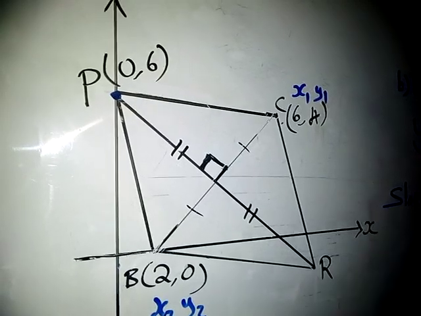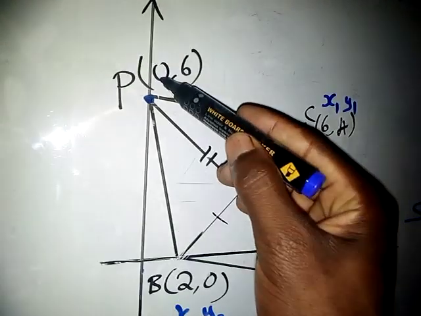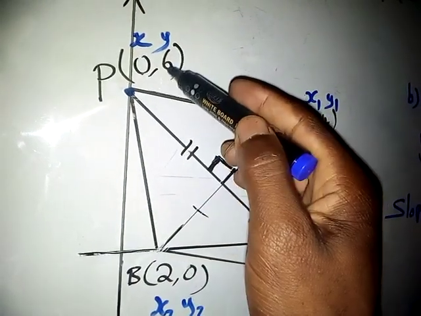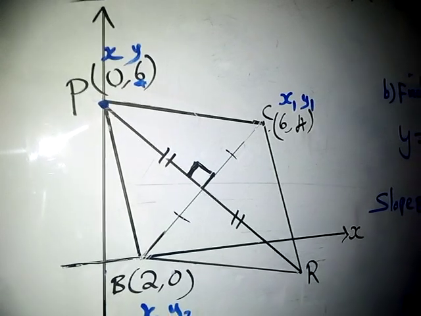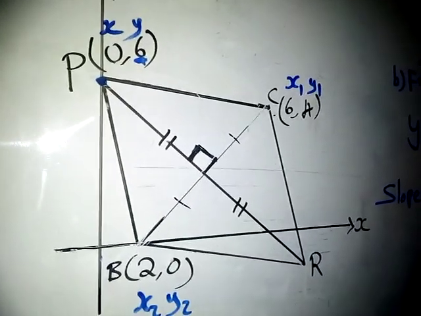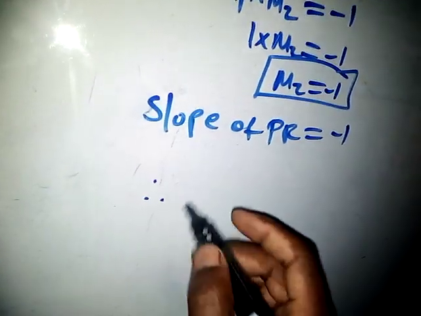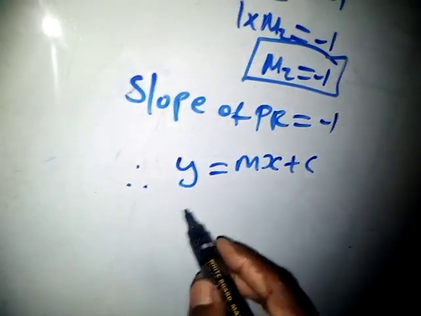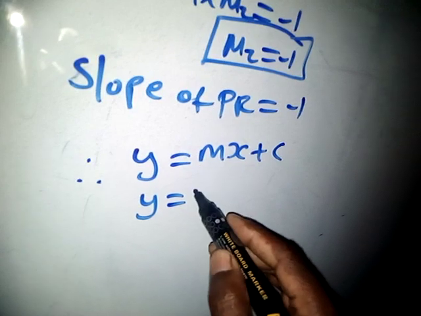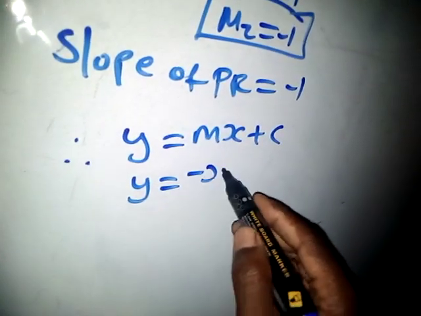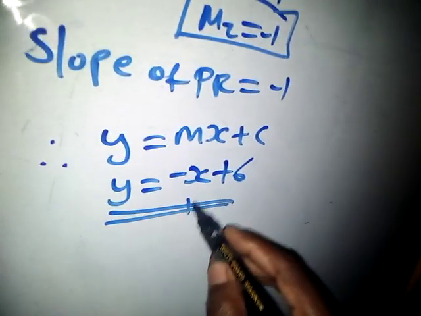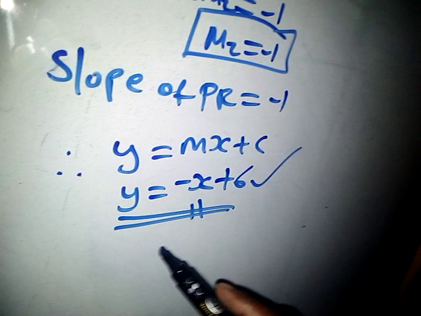In this case, C is basically 6, because this point has coordinates (0,6), where 0 is the x value and 6 is the y value. So this 6 is the C, the y-intercept. So C is now defined. With that in mind, the equation will look like y equals mx plus c, where m is minus 1 times x, which is minus x, and c is plus 6.